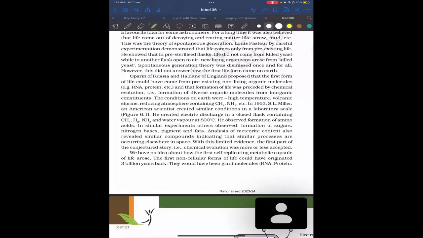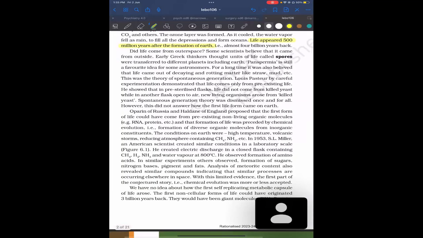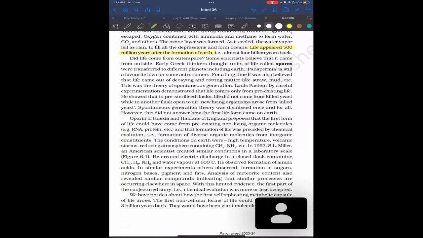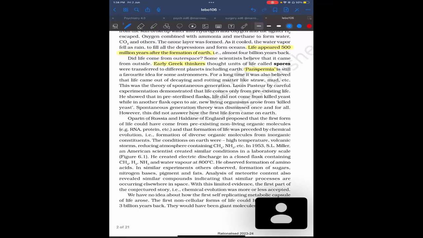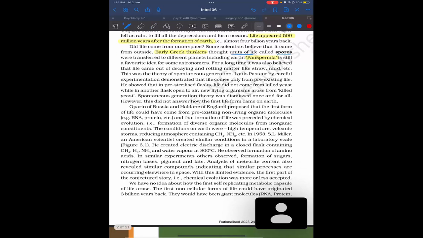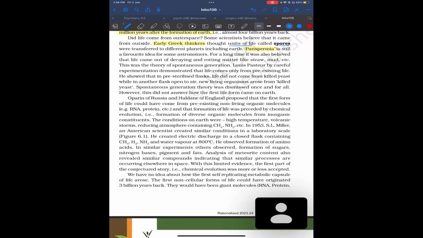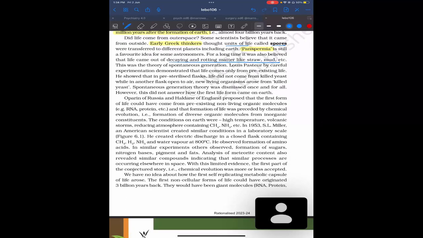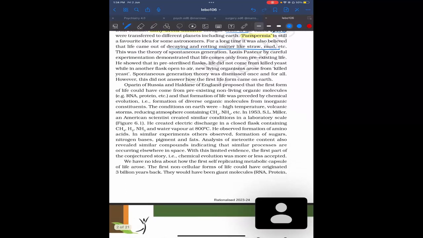Now there are a few scientists who gave their theory ki Earth ki evolution kaise hui and how did life come into existence. So first of them, there is panspermia, which was given by early Greek thinkers, jo batate the ki life came into units of life called spores, जिसके थ्रू लाइफ बनी. एंड फॉर अ लॉन्ग टाइम इट वाज बिलीव कि लाइफ केम आउट ऑफ डिकेइंग रॉटन मैटर लाइक स्ट्रॉ एंड मड. सो दिस वाज द थ्योरी. व्हाट वाज दिस थ्योरी कॉल्ड? इट वाज कॉल्ड द थ्योरी ऑफ स्पॉन्टेनियस जनरेशन.